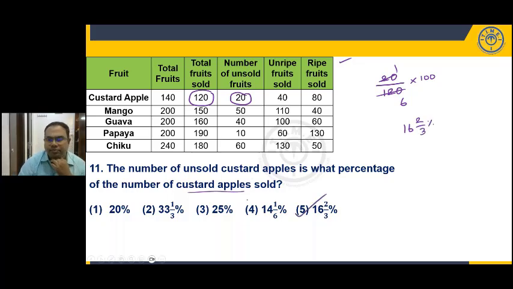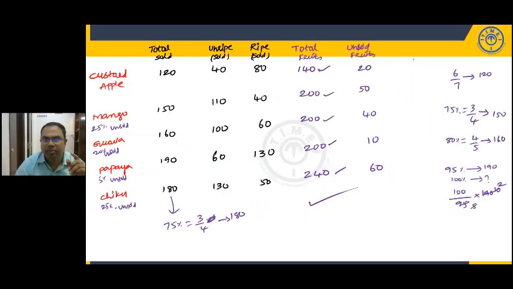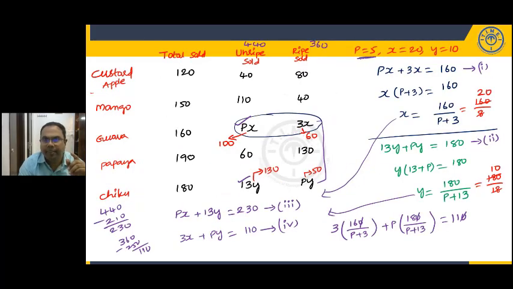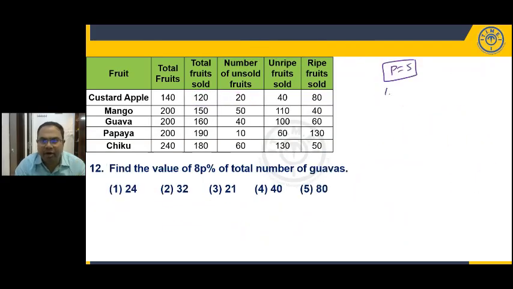Try this. Find the value of 8p% of total number of guavas. We got p is equal to 5, if you remember. We have done this now. 8p means 8 into 5, 40% of total guavas. Total guavas are how many? 200. 10% is 20, so 40% should be 80.